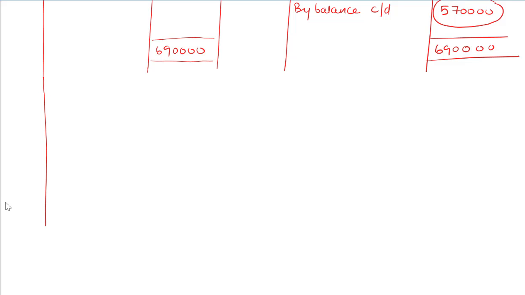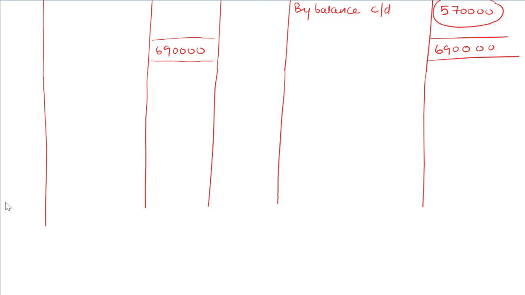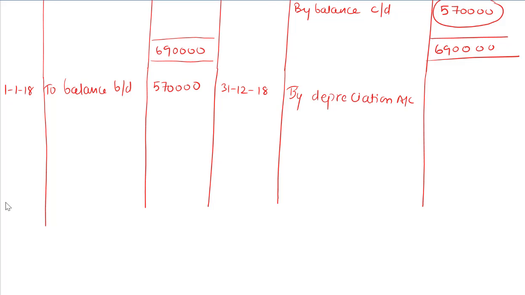Last year, stretch these lines a bit. For 2018, 1st of January 2018, to balance brought down 5 lakh 70,000. On 31st of December 2018, by depreciation account.